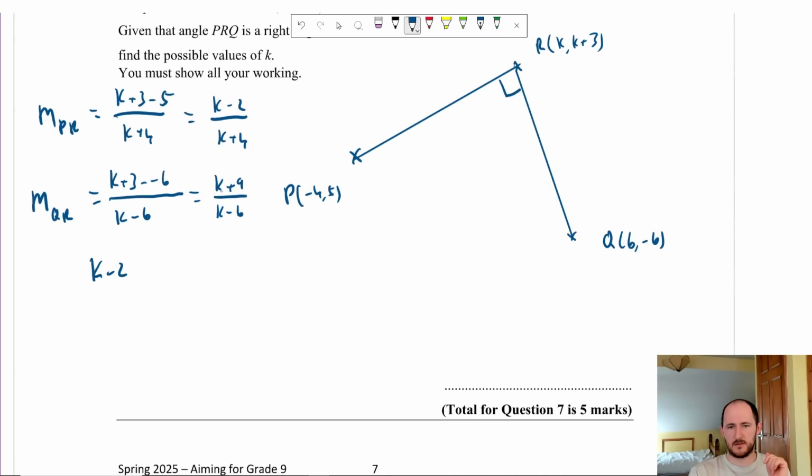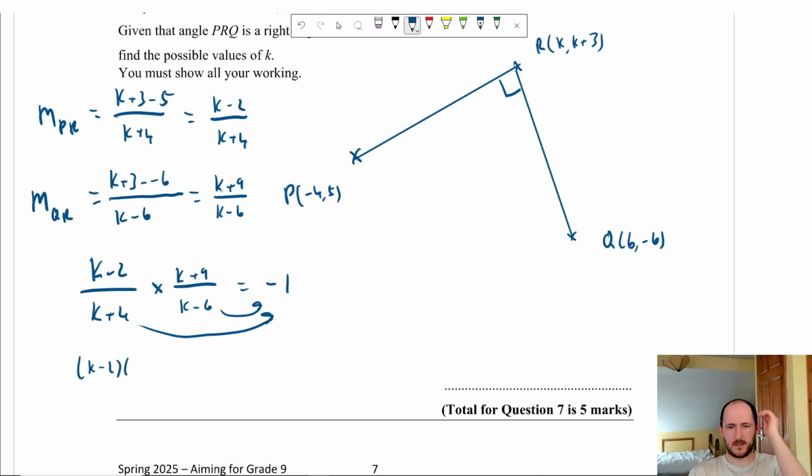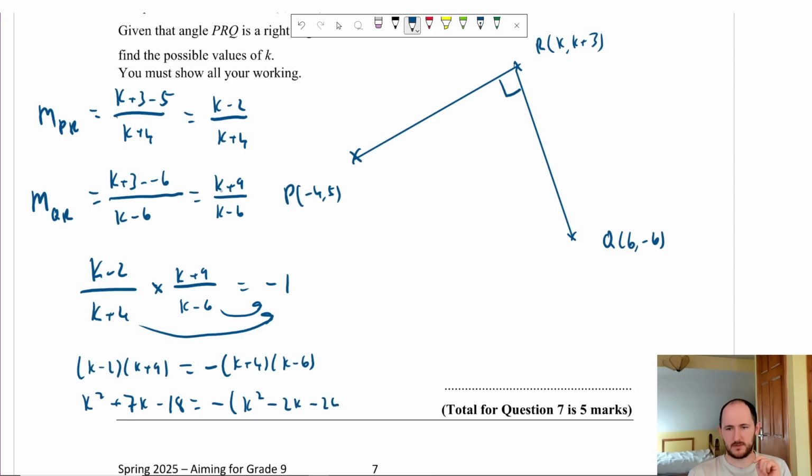-1. So I'm going to cross multiply again, moving these two up here. So now we have K minus 2 times K plus 9 equals minus K plus 4 times K minus 6. Expand and simplify. That gives me K squared, minus 2K plus 9K, so that's 7K, minus 18, equals minus K squared minus 2K minus 24.